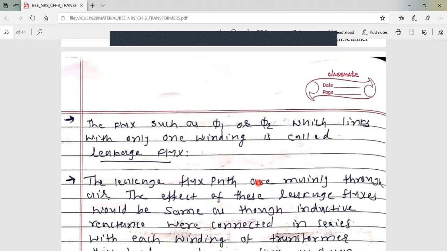Okay, see here, this is the definition of leakage flux. The flux phi 1 or phi 2 which links with only one winding is also known as leakage flux.